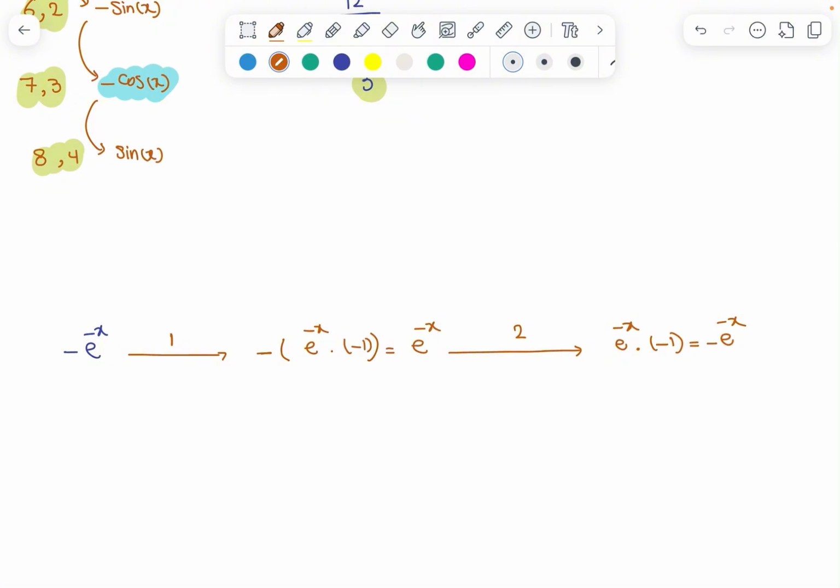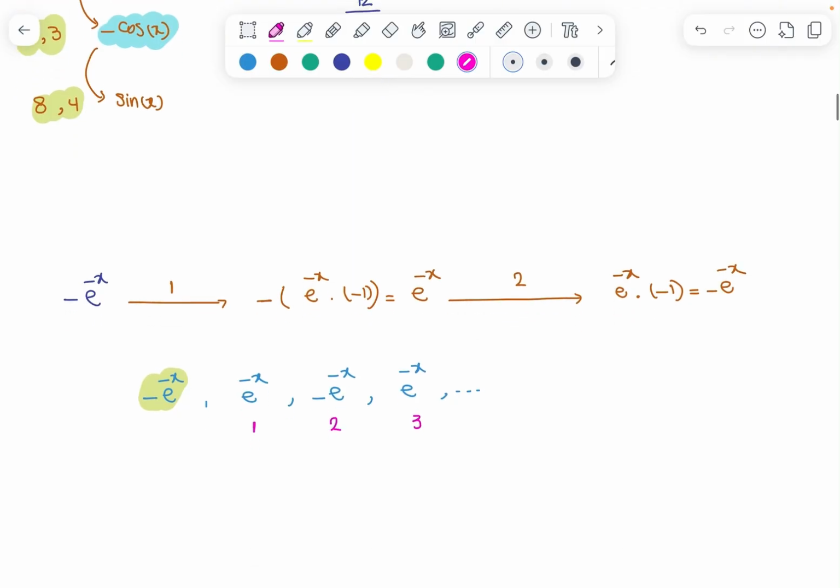So, now, as you can see, for this part, each time we differentiate e to negative x, we multiply by negative 1. Since we already have a negative sign in the front, the signs will alternate. So, the pattern for the second part would be like this: negative e to negative x, e to negative x, negative e to negative x, e to negative x, and so on. This is the original function. This is the first derivative. This would be the second derivative. This would be the third derivative, and so on.